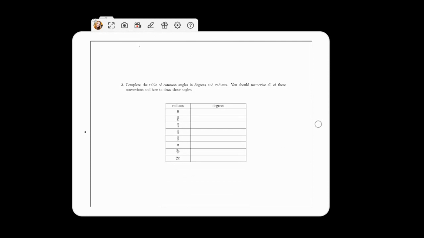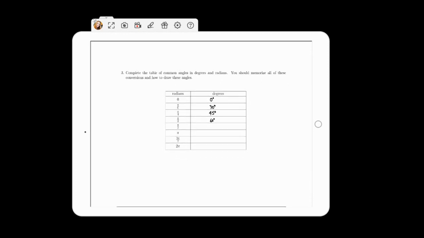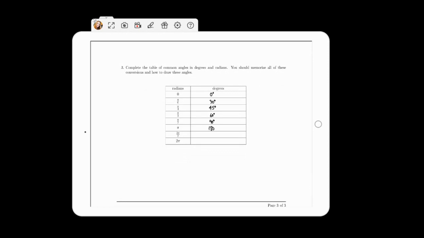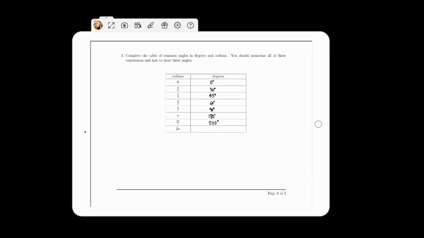So 0 is equal to 0 degrees. And we already converted some of these, so we know that pi over 4 is 45. And I think we discussed the fact that pi over 6 is 30, and pi over 3 is 60. We also talked about the fact that pi over 2 is 90, so that's the right angle, and pi is 180. So with that in mind, we can figure out that 3 pi over 2 is equal to 270, and 2 pi is equal to 2 180s, which is 360.